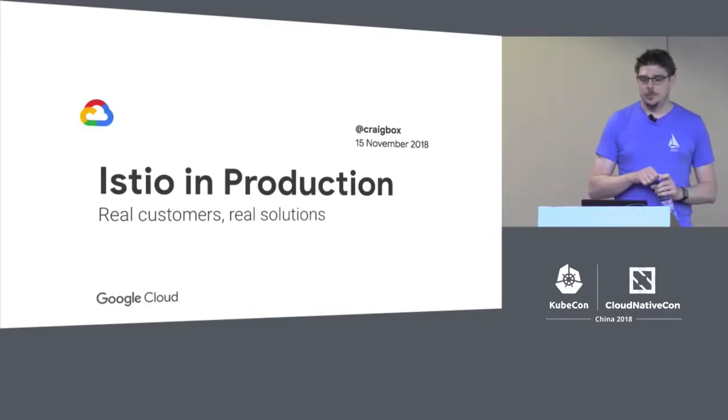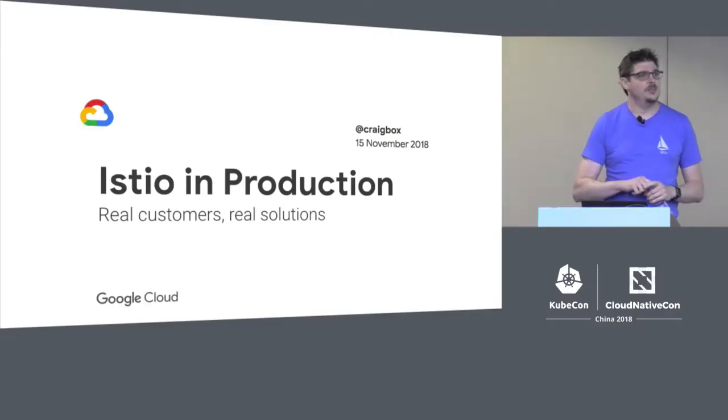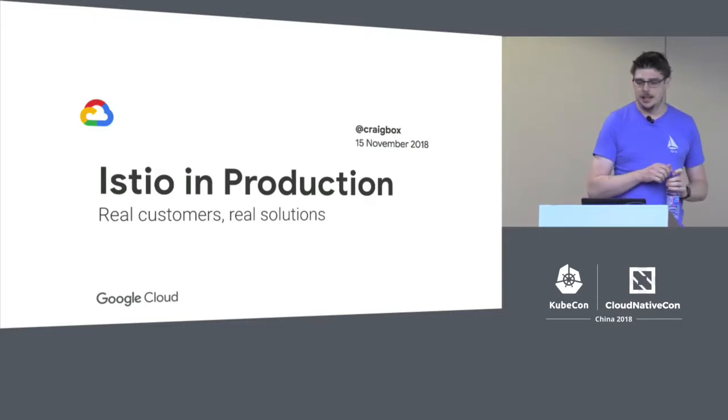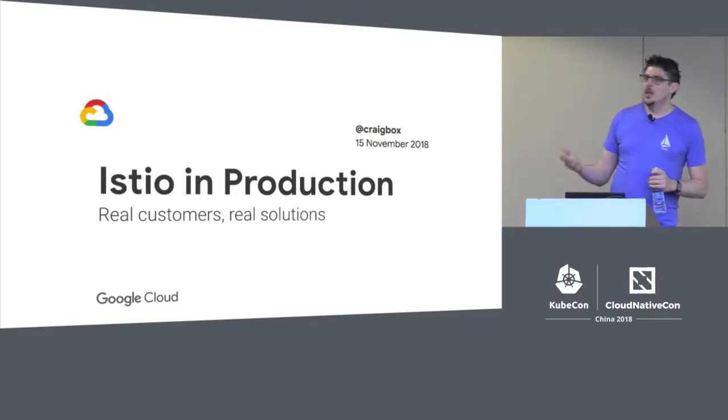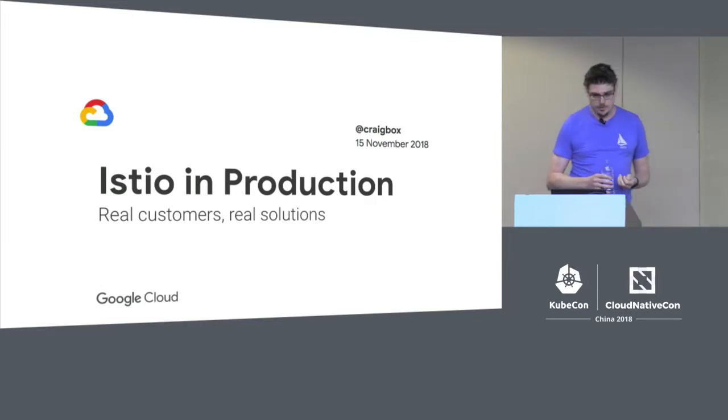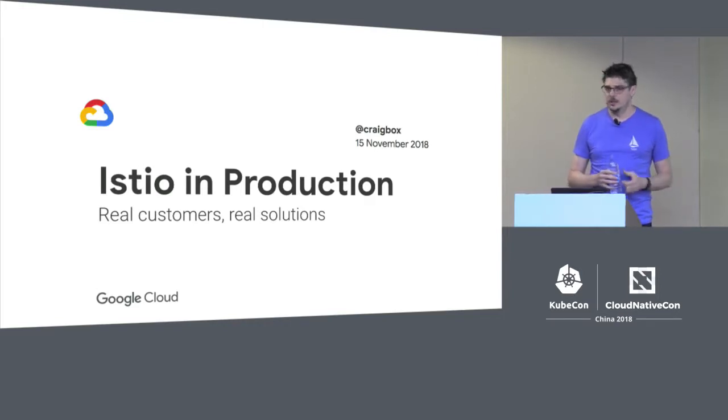My name is Craig Box. I lead the developer advocacy teams for Kubernetes and Istio on Google Cloud, based in London. So my job is traveling the world and talking to people about the open source projects that we've built, our cloud products that were built on top of them, and getting feedback from people about what they like and what they would like to see changed.